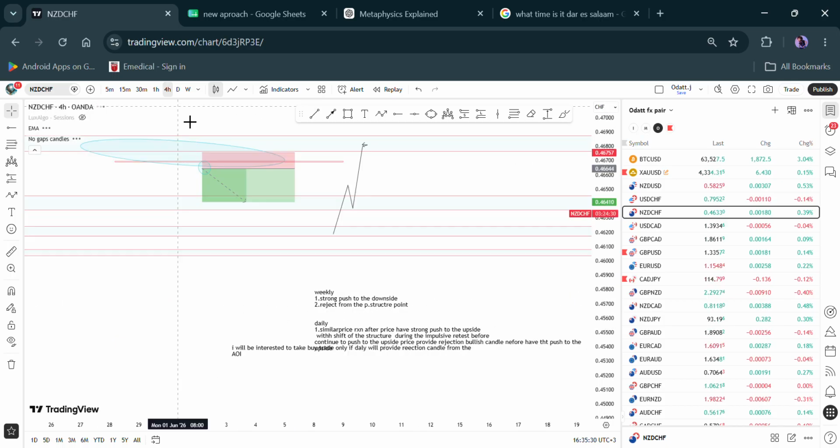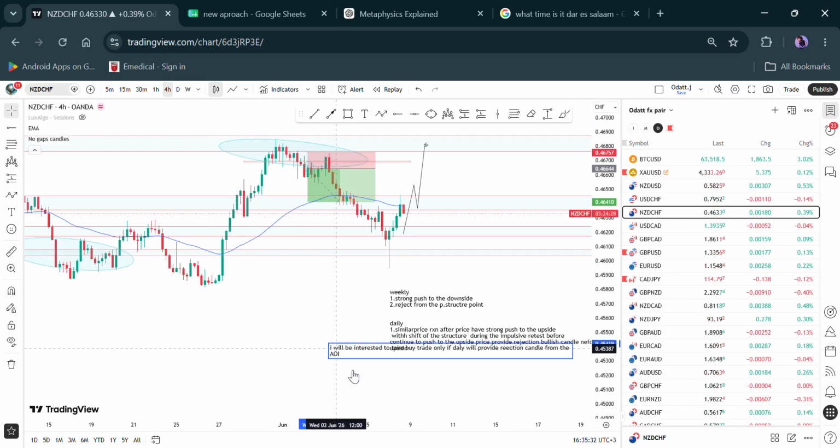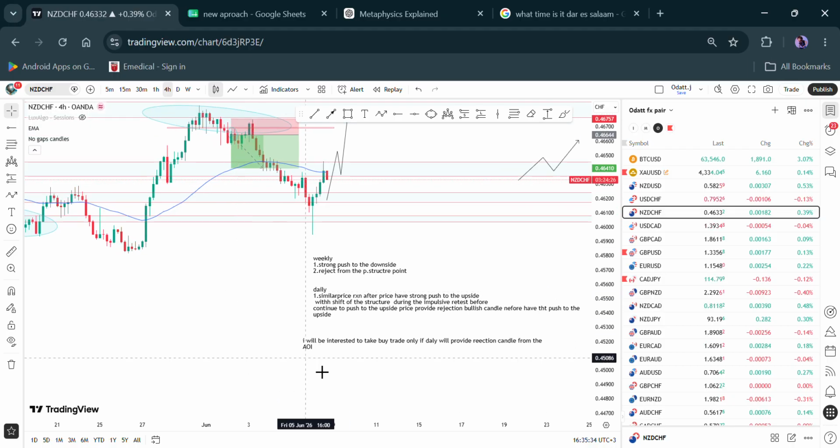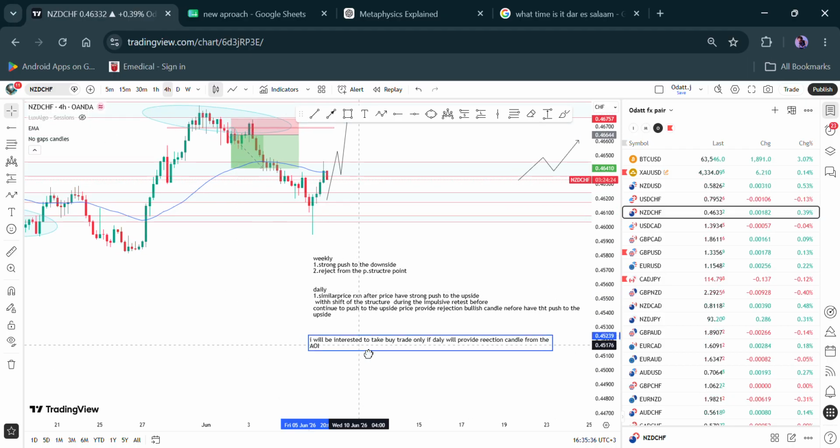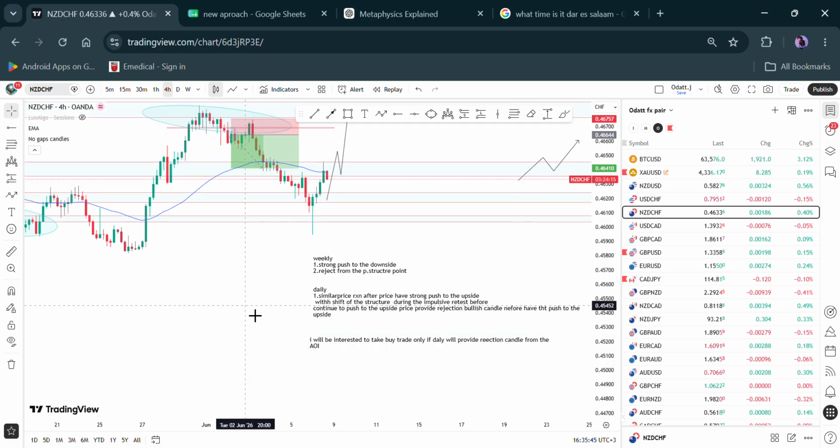As you can see, I will be interested in taking a buy trade only if daily will provide a rejection candle from the area of interest, as you can see.